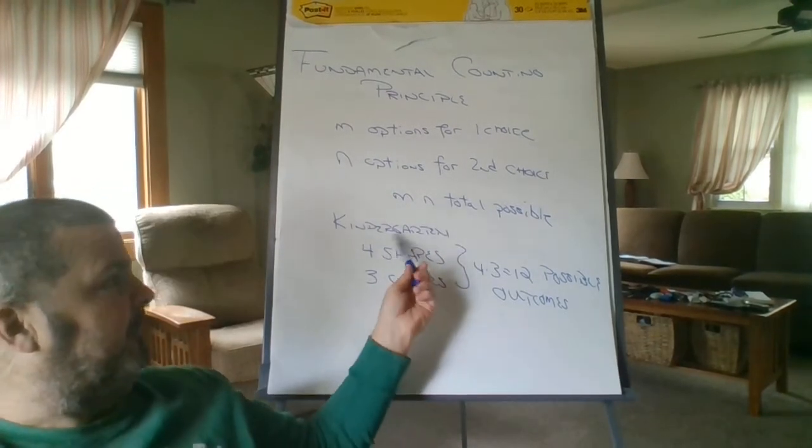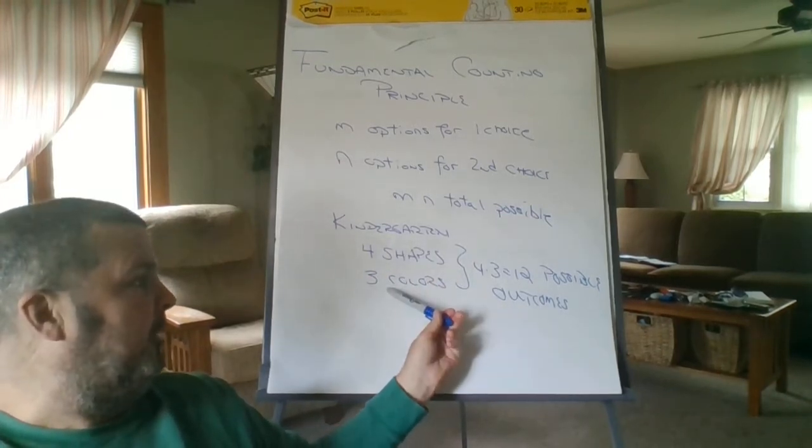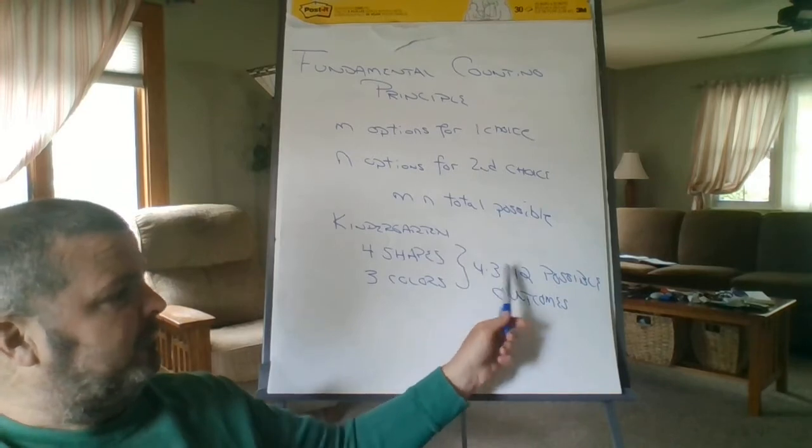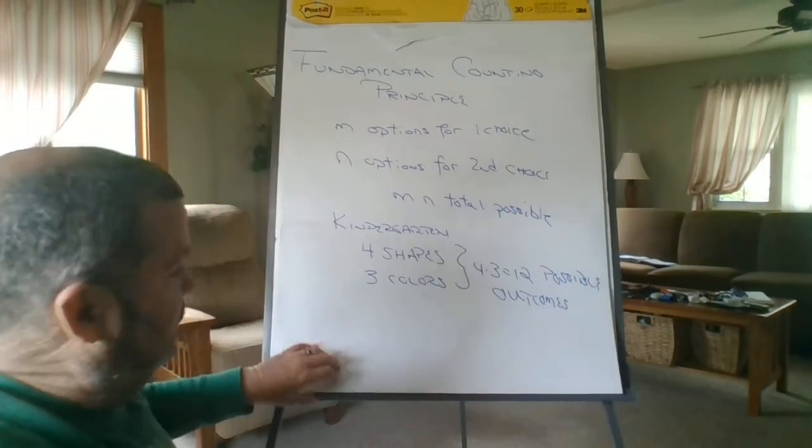So, for example, if you think back to kindergarten, you had 4 different shapes to choose from, and you could color them in 3 different colors. 4 times 3 is 12. So there were 12 possible outcomes that you could create.